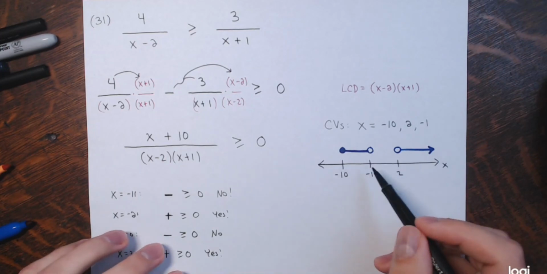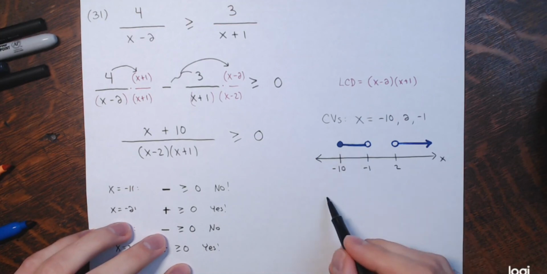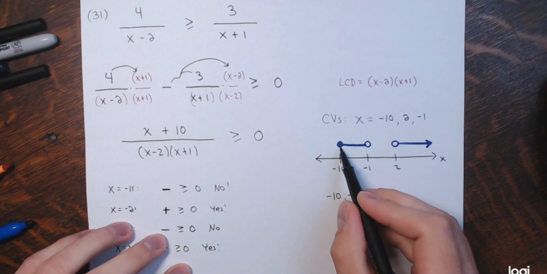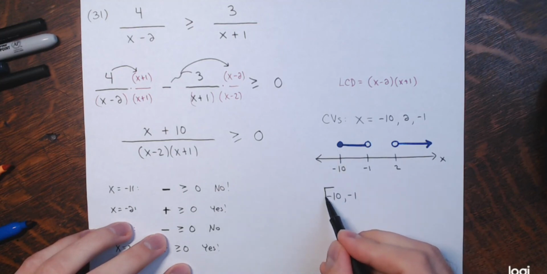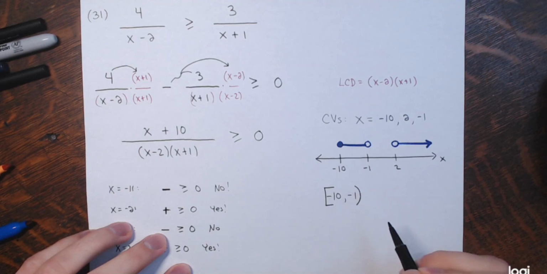And let's write the interval notation for it. So going left to right, this first piece goes from negative 10 to negative 1. So I have negative 10 comma negative 1. Negative 10 will get a bracket on it since it is a solution. Negative 1 gets a parenthesis on it since it's not.